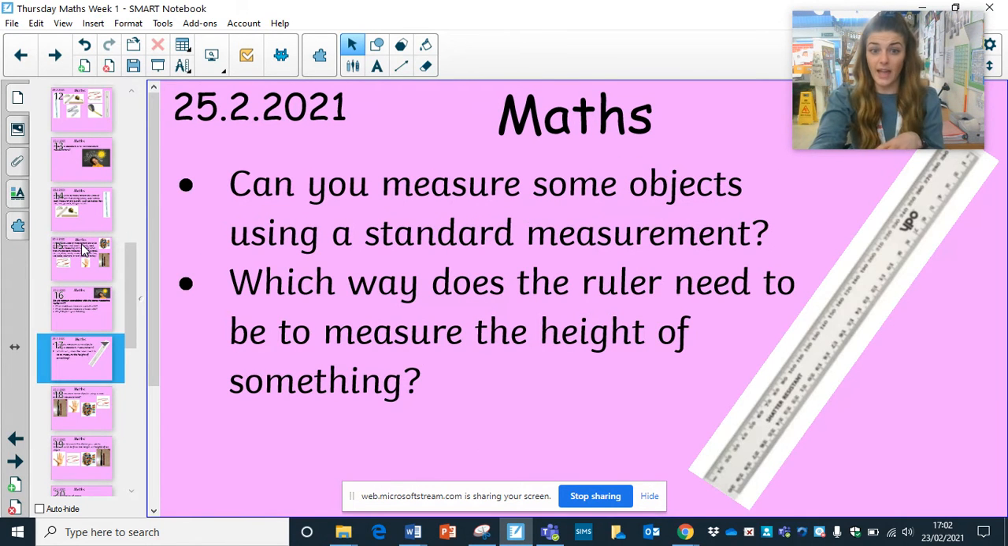Then, once you have done that, think about, if you are using a ruler, which way does the ruler need to be to measure height? Think about which way you are going to be measuring with your ruler. That's really important, that you get that the right way round. And think about where you're measuring on your ruler, looking at the numbers and where you measure from. You should always start, not at the end of your ruler, but where the number 0 is.